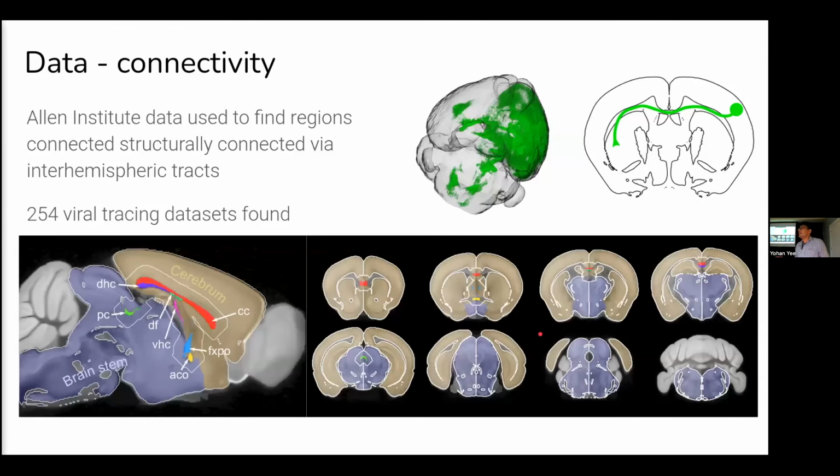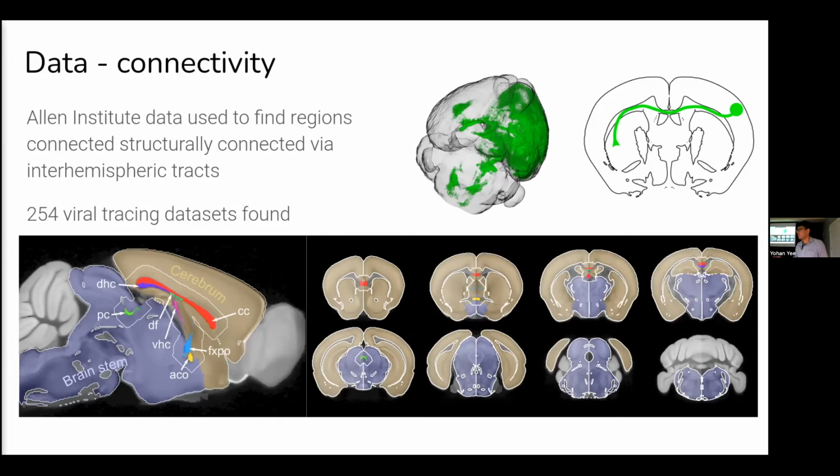So the question that we asked was, between regions that would normally be connected by the corpus callosum, does structural covariance change in these models in which the corpus callosum is missing? To get to that first part of the question, which is the regions that are normally connected by the corpus callosum, we use the Allen Institute viral tracing data again to find which regions are normally connected.